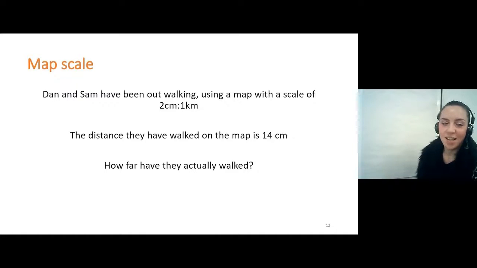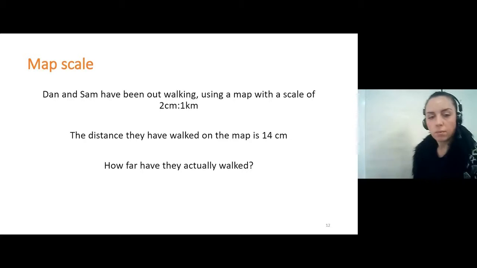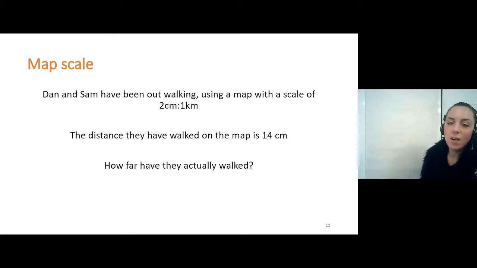So map scale this time. Just move this forward so you can see it a bit better. Okay. Dan and Sam have been out walking using a map with a scale of 2 centimetres to 1 kilometre. The distance they have walked on the map is 14 centimetres. How far have they actually walked? I'm going to let you have a go at this one. See if you can apply the method that we have been using. I'll just set it up and then let me know if you have an answer.